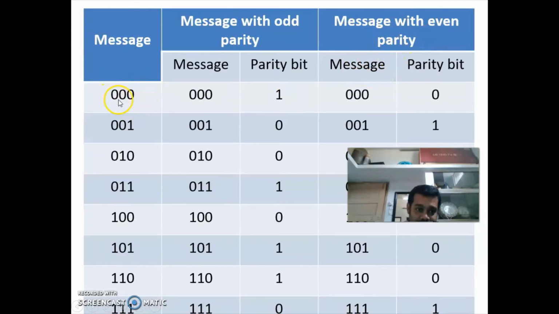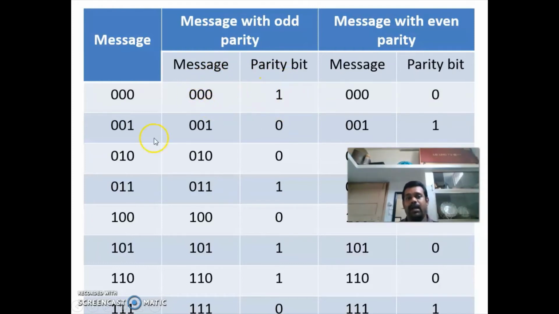So now we are first taking 000, and we are considering odd parity. In this message we have only 3 zeros and no ones. So it is even, and since we are considering odd parity, we have to add 1. So it will become odd. This is the message and this is the parity. Totally it will become 4 bits. So the number of ones in this message plus parity is odd, as we have only one 1.